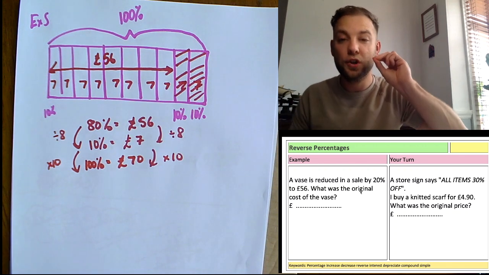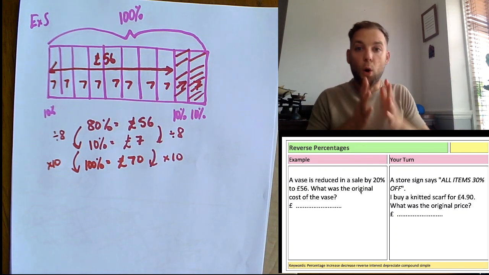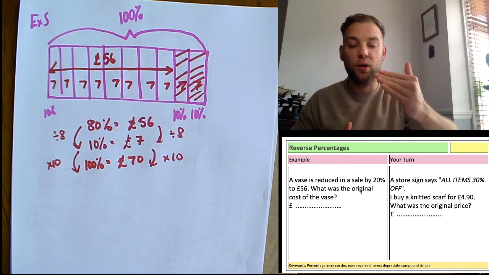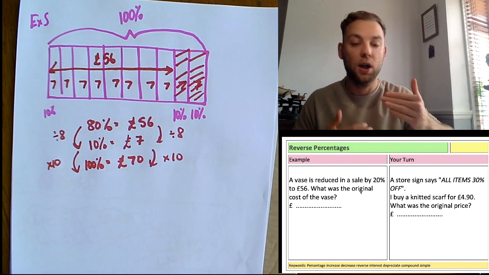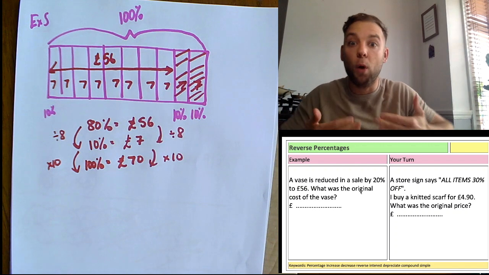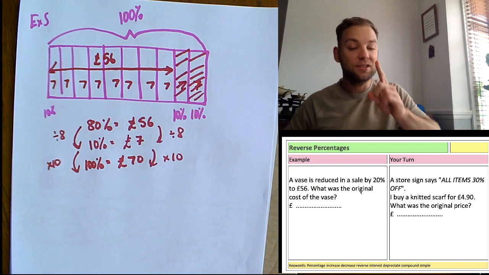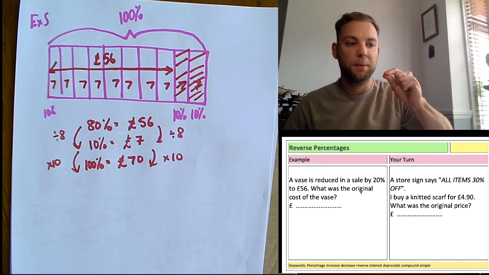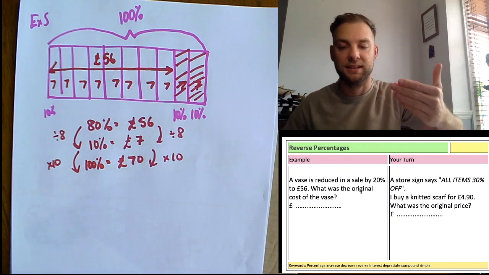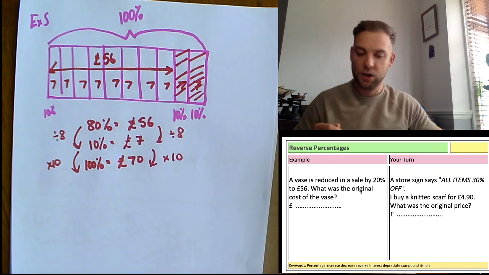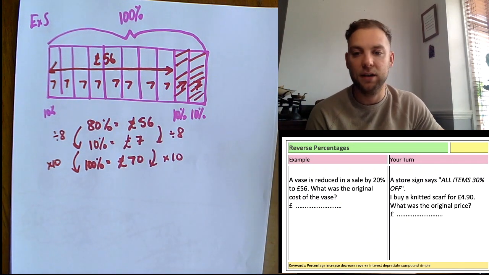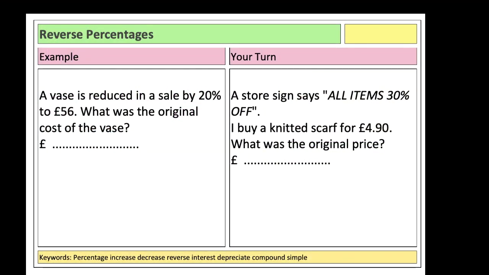Now, I'm just going to point out here, what we've got to be looking for is the past tense. So a vase is reduced in a sale by 20%. What was the original amount, or what was the original cost of the vase? It's not saying reduce it by 20%. It's saying what was it before, and that's really important. So pause now and have a little go at that one on the right hand side using the bar method. Okay, I will go through it in a second.